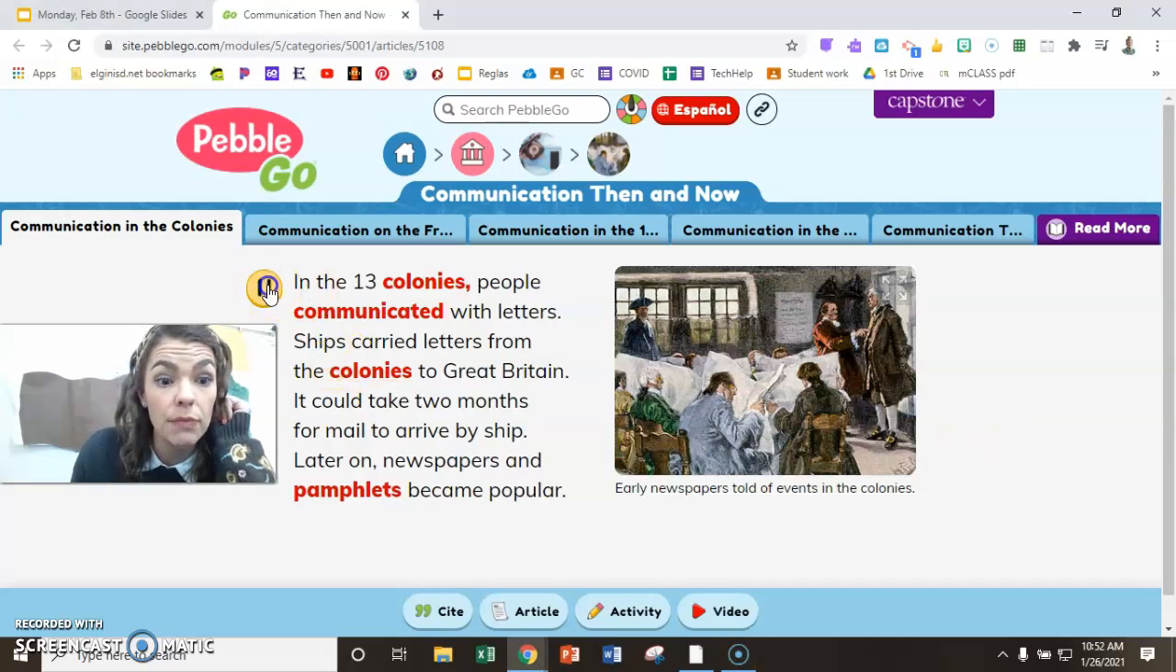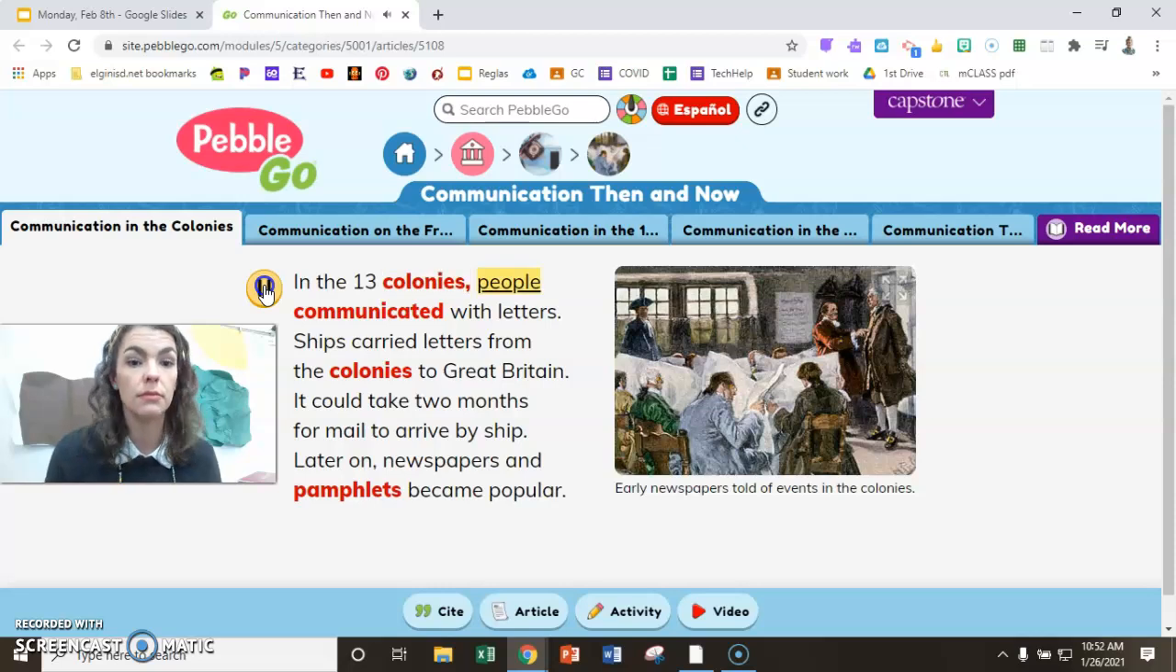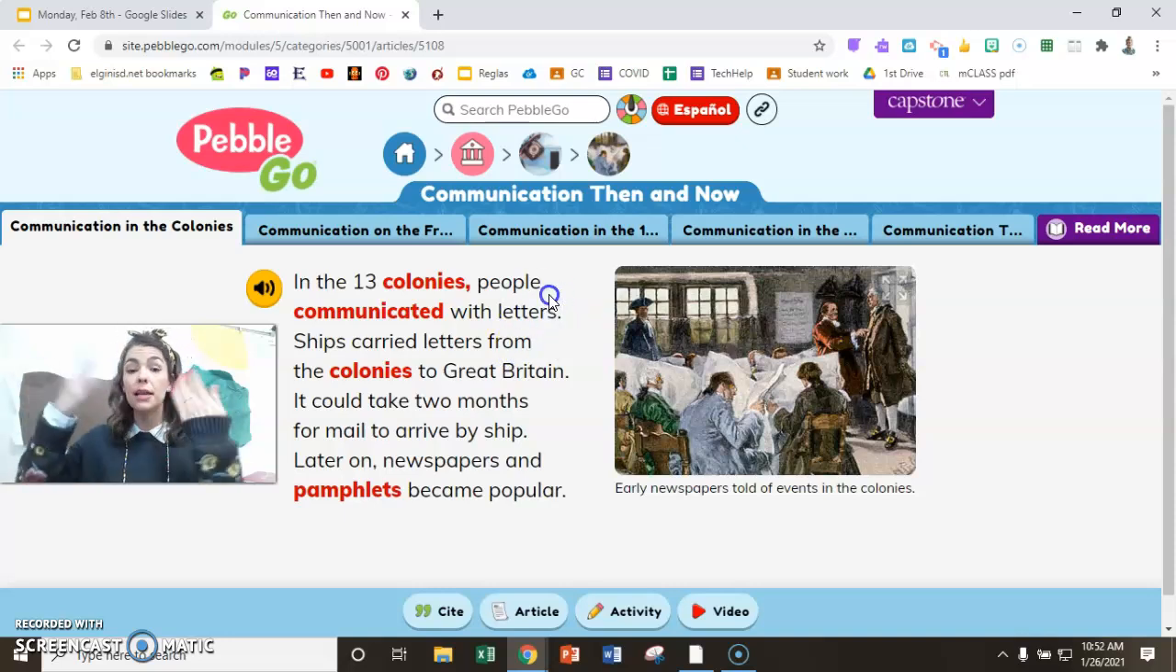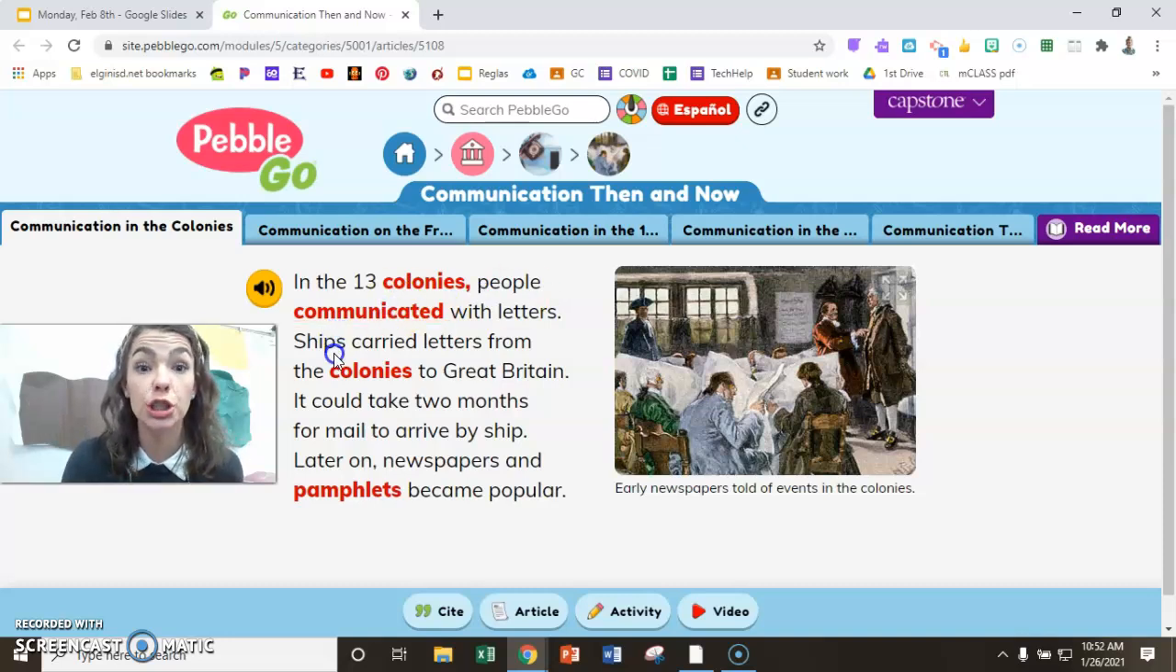Here we go. In the 13 colonies, people communicated with letters. Ships carried letters from the colonies to Great Britain. It could take 2 months for mail to arrive by ship. Later on, newspapers and pamphlets became popular. Wowza! We're way in the past. Back then we didn't have 50 states. We only had those 13 colonies. People were communicating with letters. Writing a letter and mailing it. But it took the ships 2 months to get the letter to the right person.